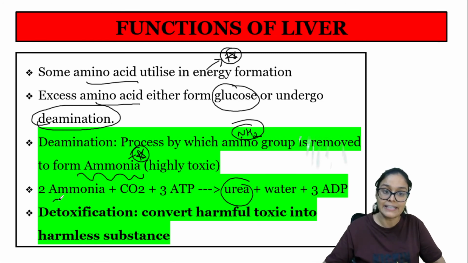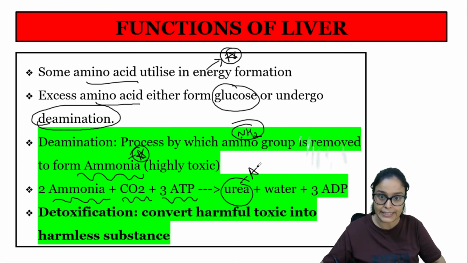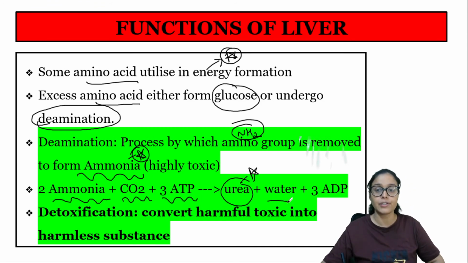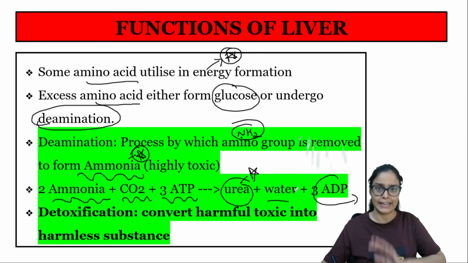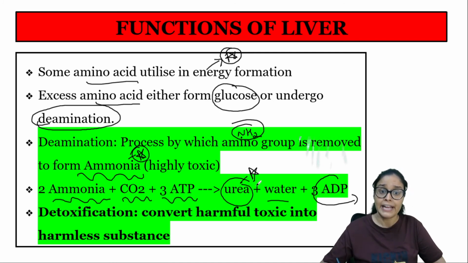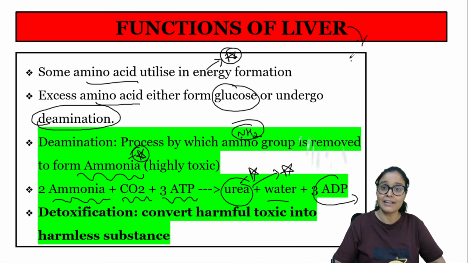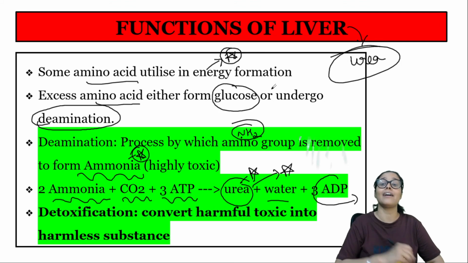So 2 ammonia with CO2 and 3 ATP will convert into urea, water, and 3 ADP will be released. Adenosine diphosphate will be released because energy is being released for the urea formation. Hence, urea formation happens in the liver. So it will be forming urea also.